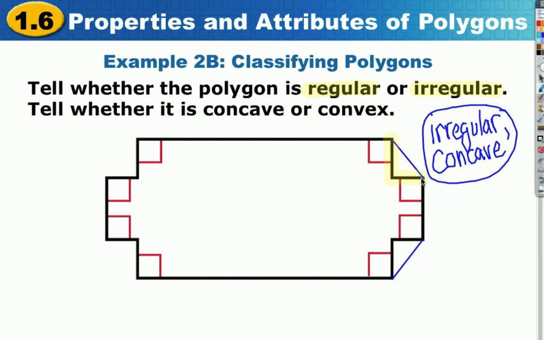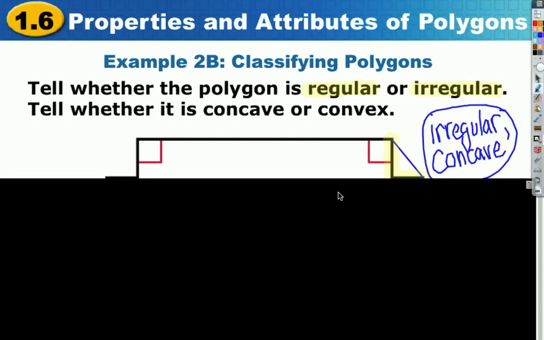Yes? Can't be both. It cannot be both. It has to be one or the other. Now, if I just looked at part of the picture, like what if we just looked at that? That part of it looks like it's convex, but that's only part of the shape. Does that make sense? No? Still trying to understand concave versus convex?